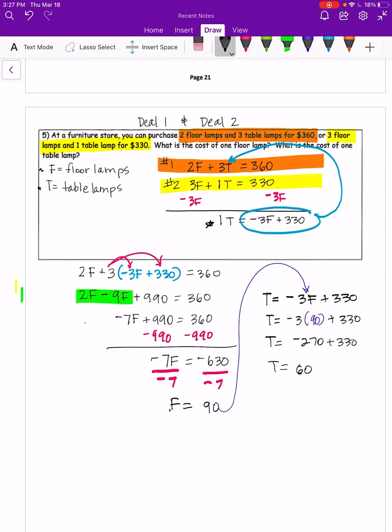So I can say floor lamps are 90. And then table lamps are 60. So there we have it. Deal 1s and deal 2s. All right.